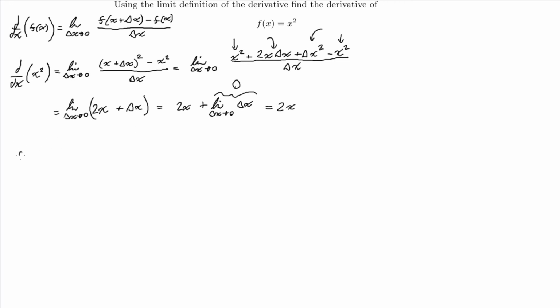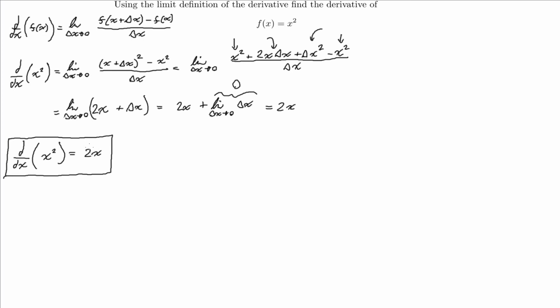So finally, we have that the derivative with respect to x of x squared is just equal to 2x, right? So pretty straightforward. We had to use a little bit of binomial expansion, but nothing too bad, right? And that's basically it, right?